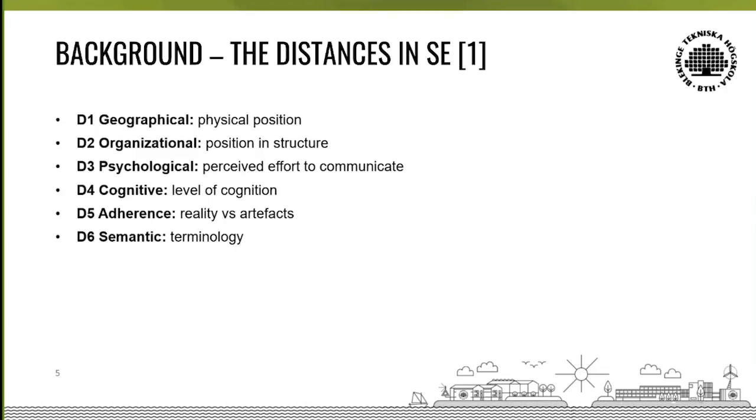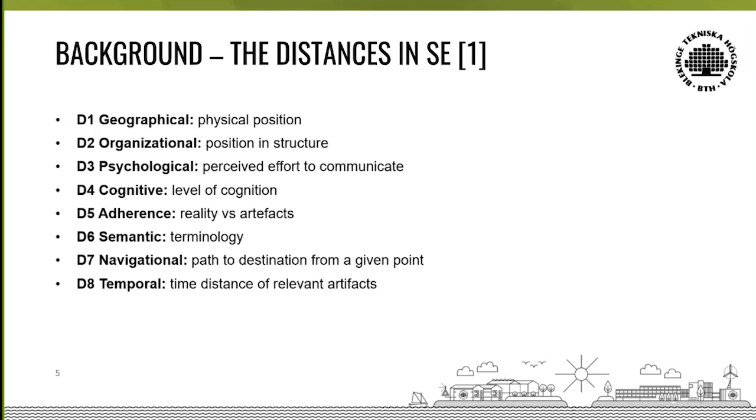Semantic distance is the difference in terminologies. And navigational distance, not to be mistaken with the first distance, geographical distance, is between artifacts. We mean here the path it takes to navigate from a source artifact to a target artifact. And the final one is temporal, the time distance of relevant artifacts: when one artifact is created and when the other artifact is created.